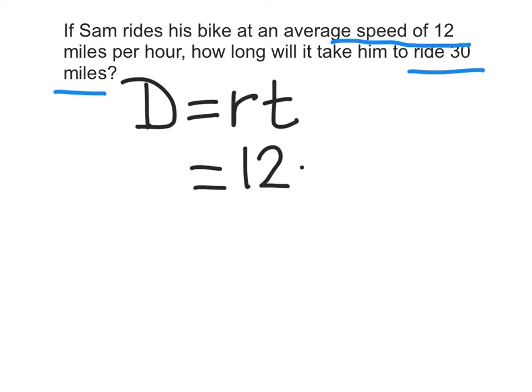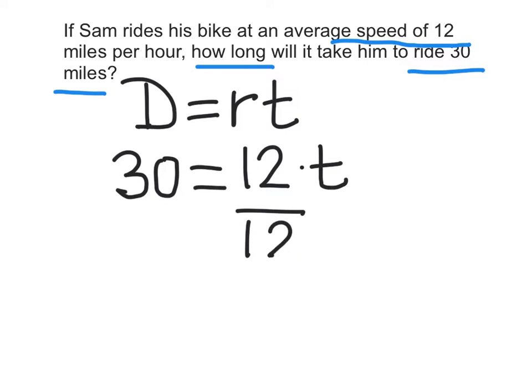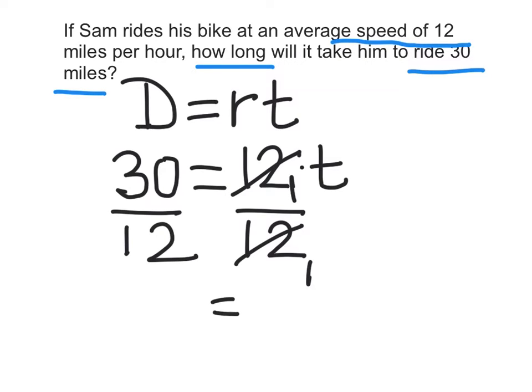So in this example, 30 goes over here in place of d, and what we're solving for is the time. How long will it take him? So the time. All right, so here's our equation. 30 equals 12 times t. So what would you do to isolate the t? Think about what we've been doing with solving equations. Well, if you said divide both sides by 12, then you're correct. We would divide both sides by 12. That would cancel out the 12s and leave t by itself.